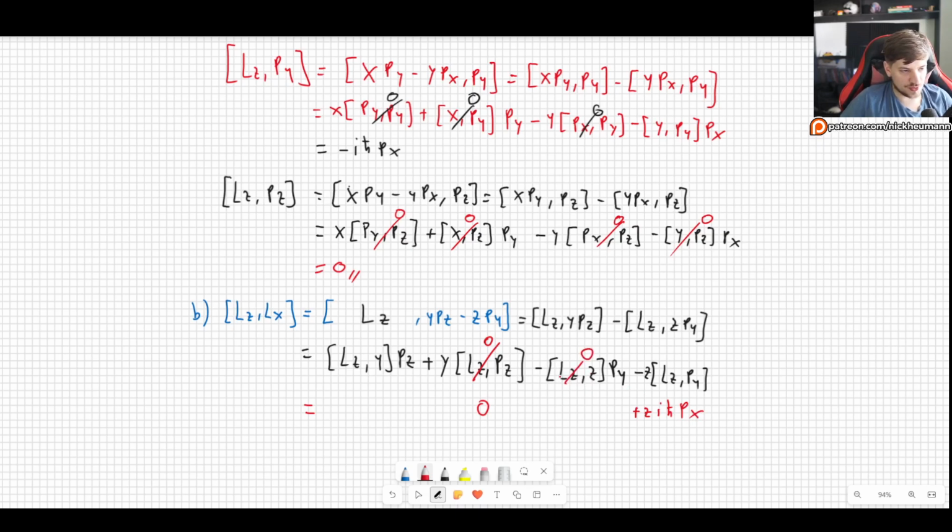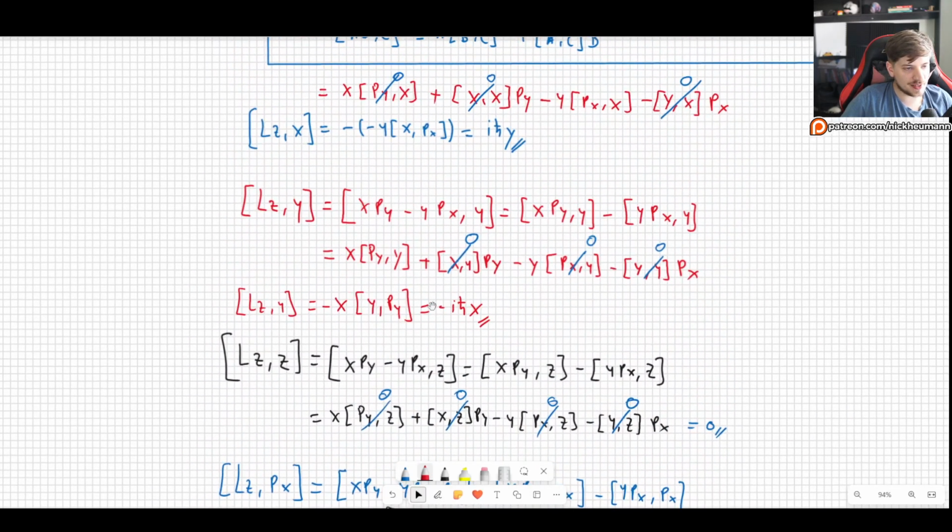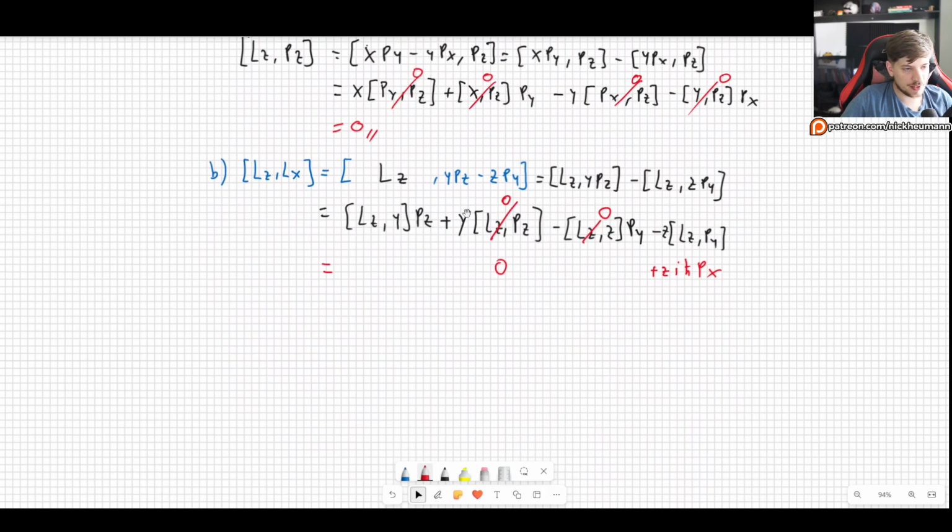Then we have minus [Lz, z]. That one was also 0. And then we have [Lz, y]. So [Lz, y] is minus iℏx. So this is minus iℏx times pz. So here we can factor out iℏ, and we are left with z px minus x pz, and that you might recognize is simply Ly. So there we go, that is our result. This is exactly what we wanted to prove.